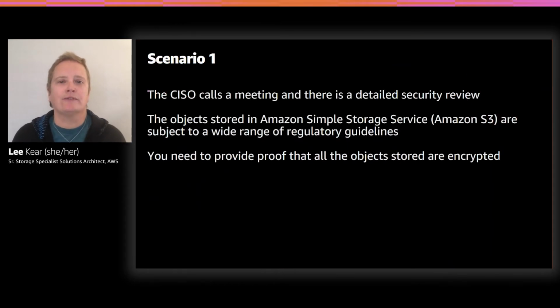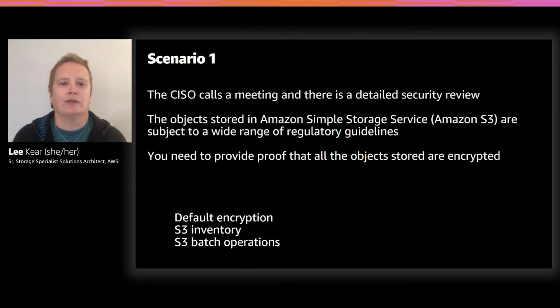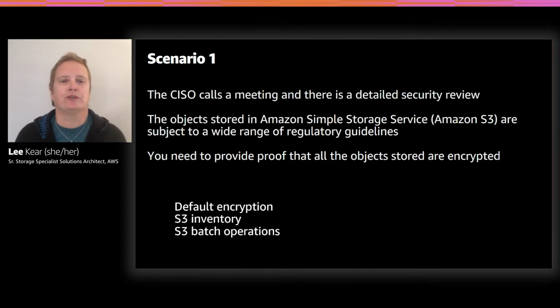So let's look at our first scenario. The CISO calls a meeting and there is a detailed security review. The objects stored in S3 are subject to a wide range of regulatory guidelines. You need to provide proof that all the objects stored are encrypted. So in order to do this, we're going to use default encryption to make sure that all new objects are encrypted, S3 inventory to verify the status of the objects that currently exist, and S3 batch operations if we need to encrypt any existing unencrypted objects.